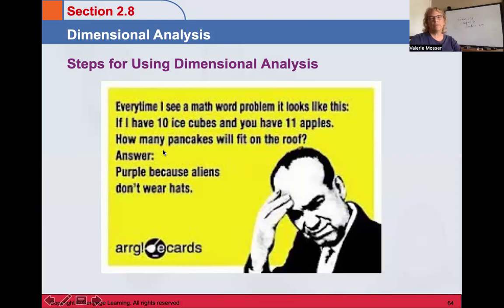I would like to start out this section with this slide. Hopefully, after we go through the steps for dimensional analysis, these kinds of problems will be more straightforward and you'll have a method for solving them.